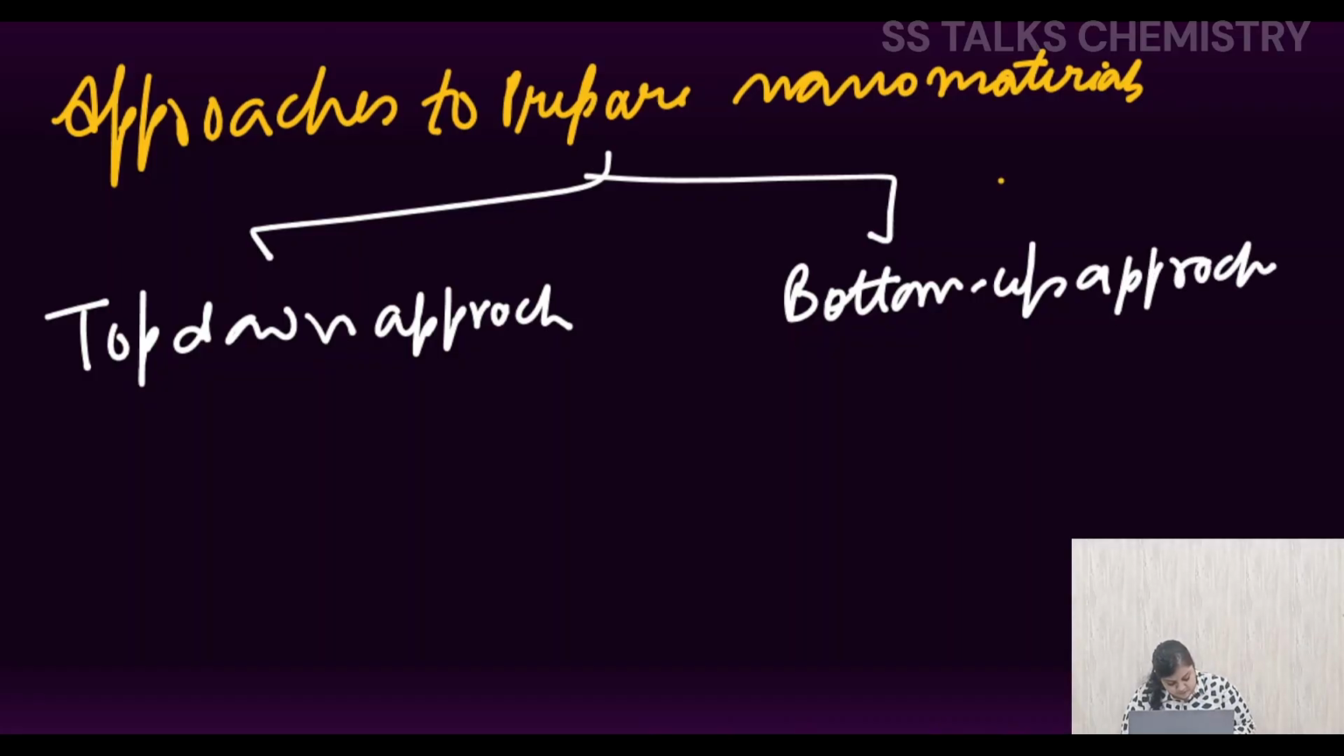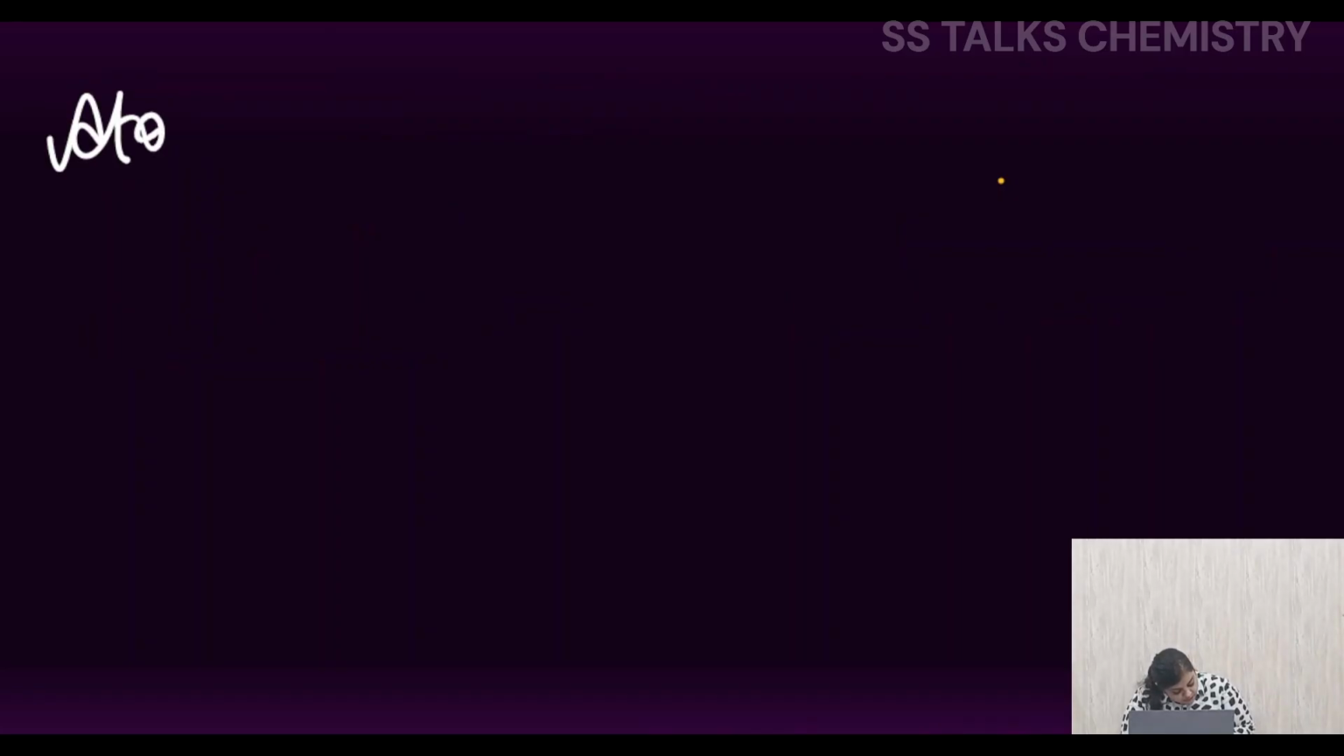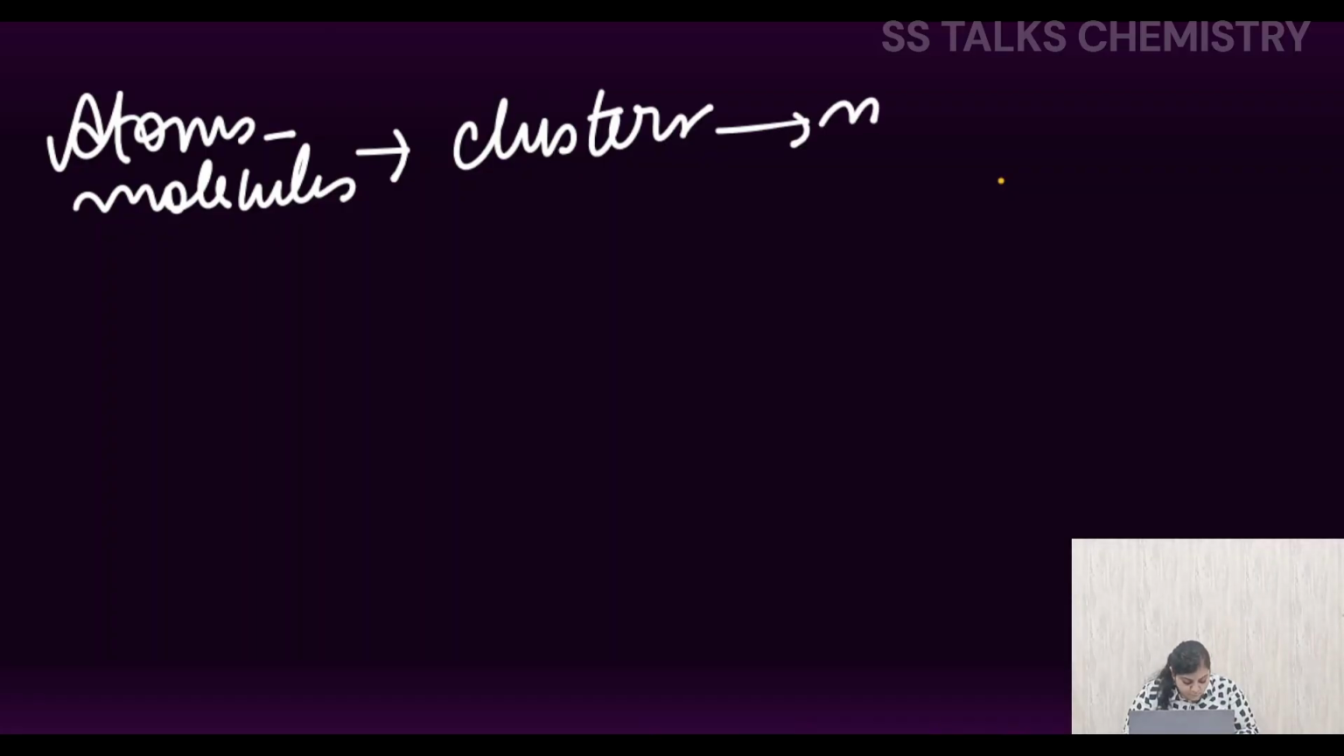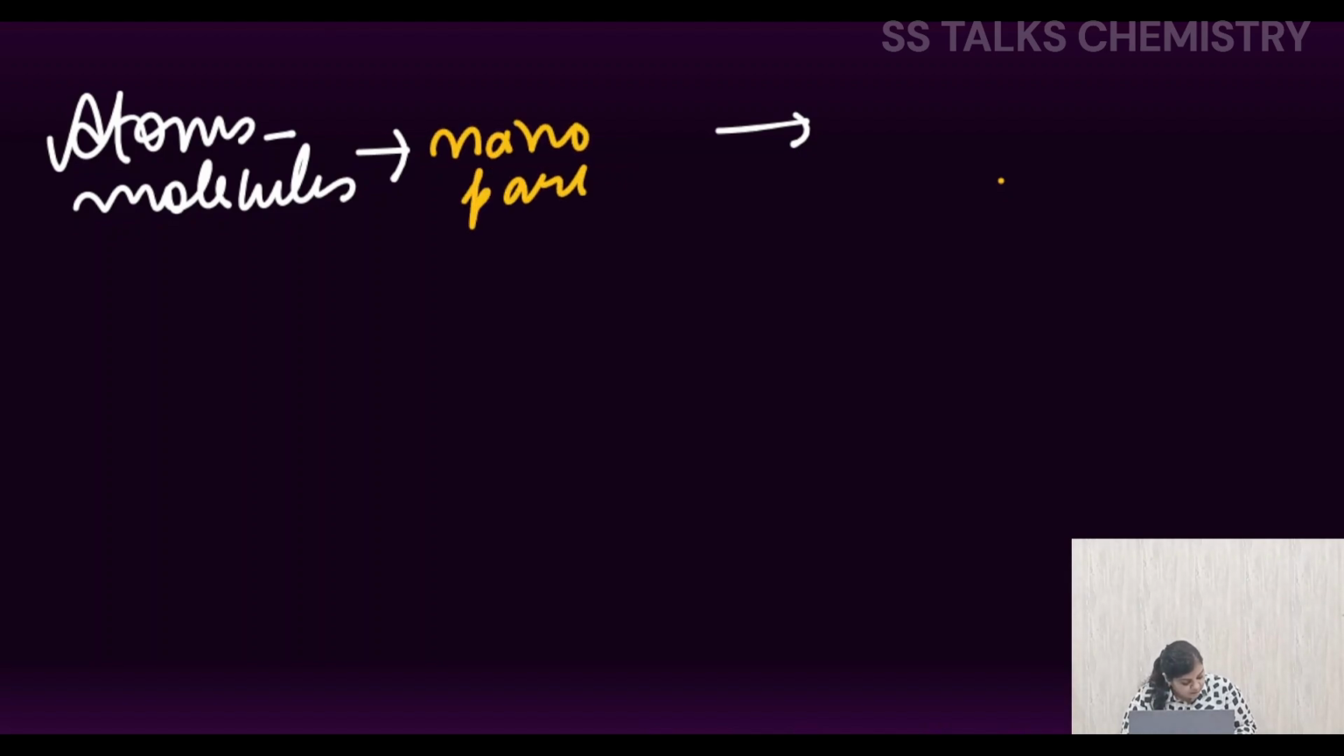So basically we have seen that the atoms or the molecules are the smallest existing matter that we have in nature. When you take a combination of these, clusters will be formed, and from the clusters we can prepare the nanoparticles. These clusters are made from the atoms or the molecules, and when you combine them, you get the nanoparticles.